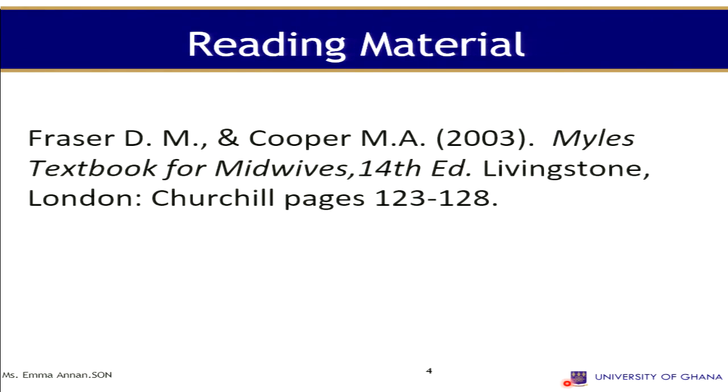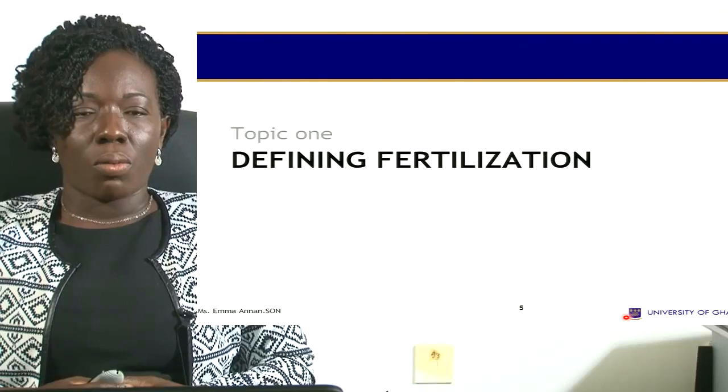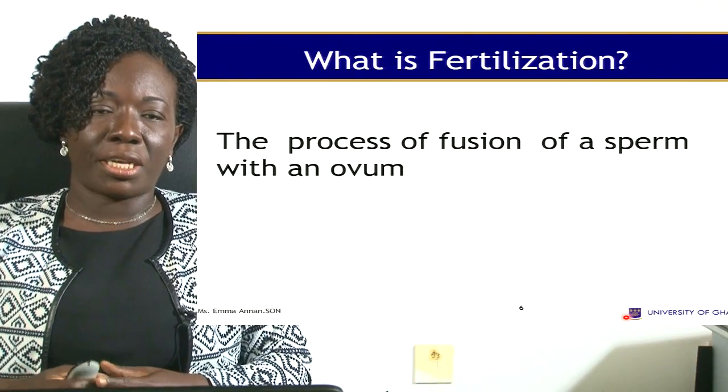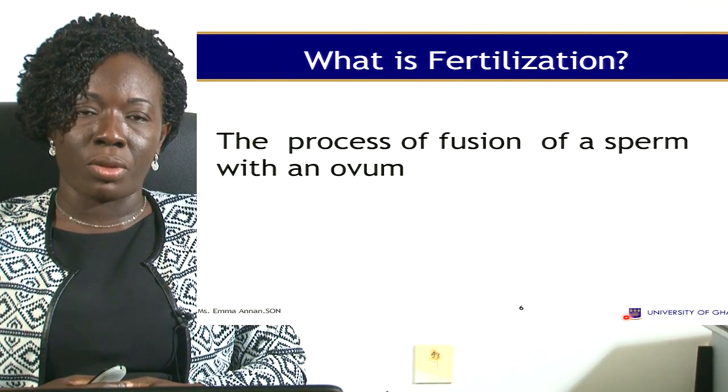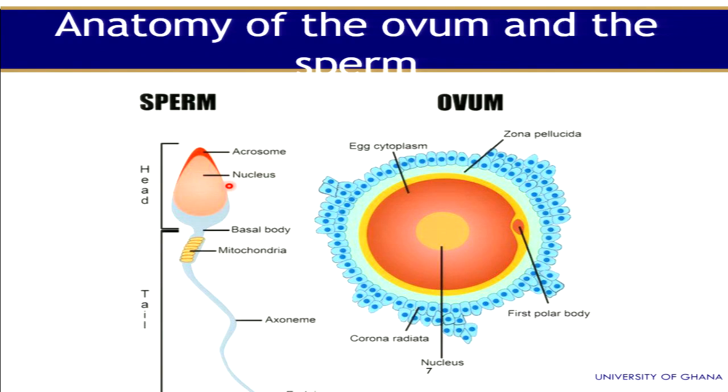So your reading material is Myles' Textbook for Midwives. What is fertilization? Fertilization is the process of fusion of a sperm with an ovum. Let's look at the anatomy of the ovum and the sperm. Looking at the structure of the sperm, it looks like a tadpole. It has a head which consists of the acrosome. The acrosome contains enzymes. It has a body and it has a tail. The head also contains a nucleus and it has 23 chromosomes.